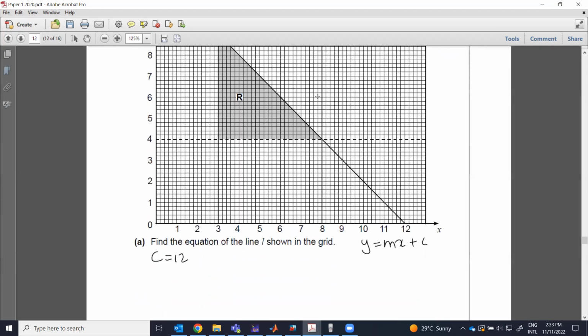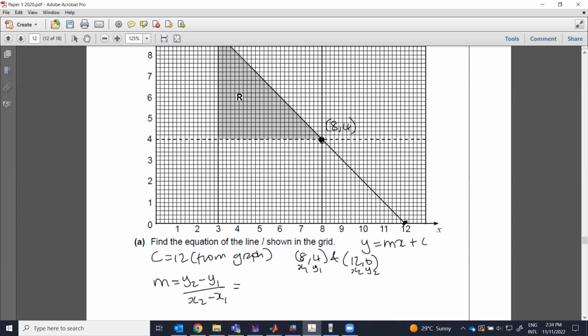Okay, so my gradient, this is from the graph. You need to pick 2 points. It can be any 2 points, it doesn't matter. Let's say I use this one. This point here is 8,4. So that's my first point. And I'm going to use this one, which is 12,0. Okay, so we can label them. This is x1, y1, x2, y2. So we know this is y2 minus y1 over x2 minus x1.